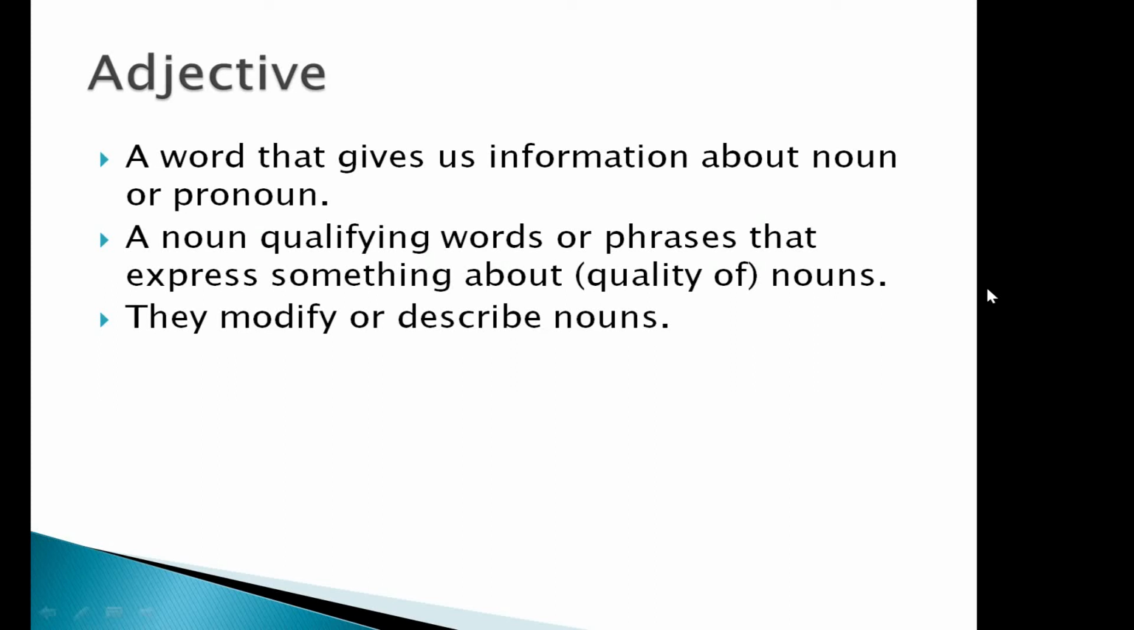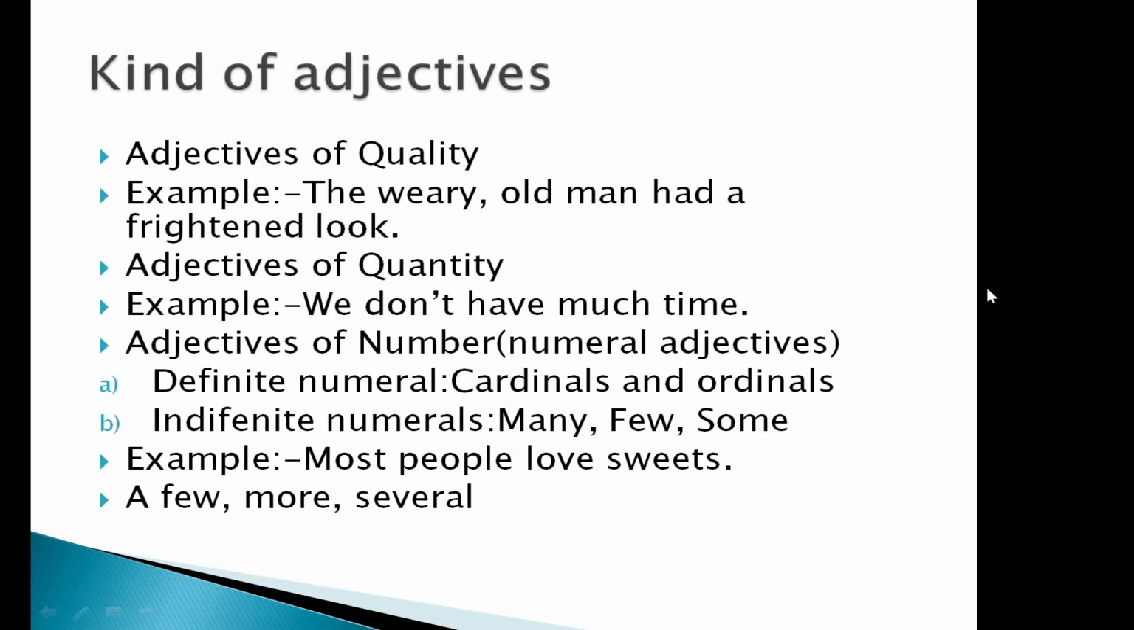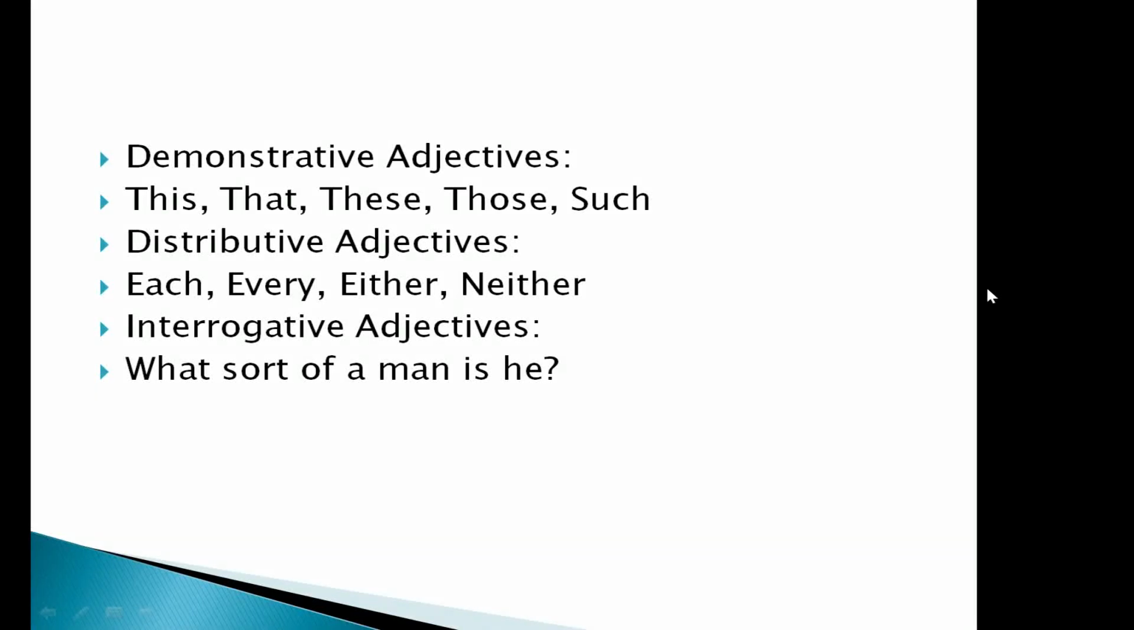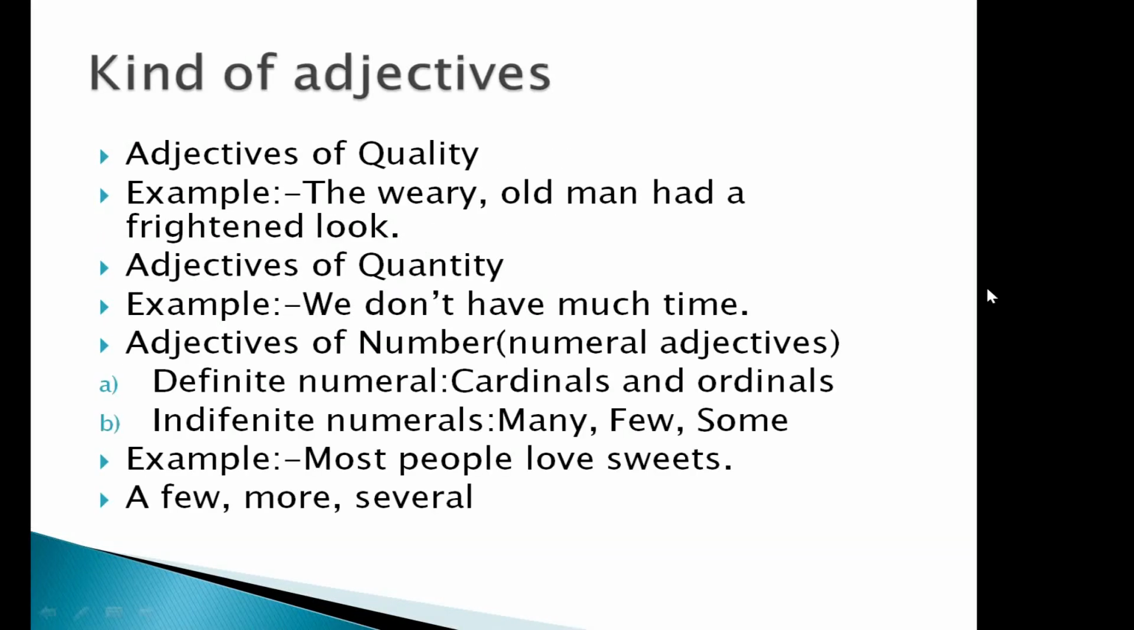Now let me tell you about kinds of adjectives. Number one, adjectives of quality, adjectives of quantity, adjectives of number, then demonstrative adjectives, distributive adjectives, and interrogative adjectives. So these are six kinds of adjectives broadly accepted. Now let's have some examples, and in those examples try to find out the adjectives. Okay, I'll give you the sentence. The very old man had a frightened look.